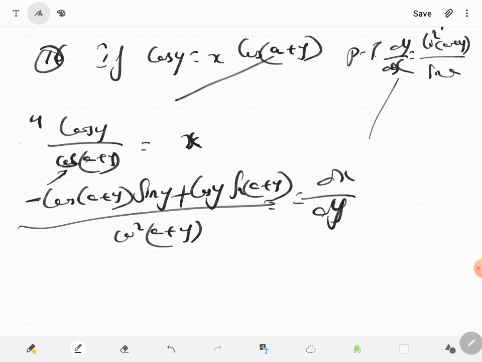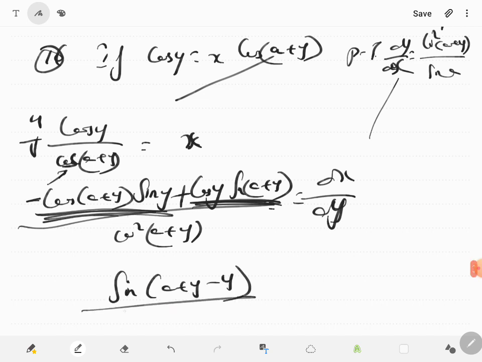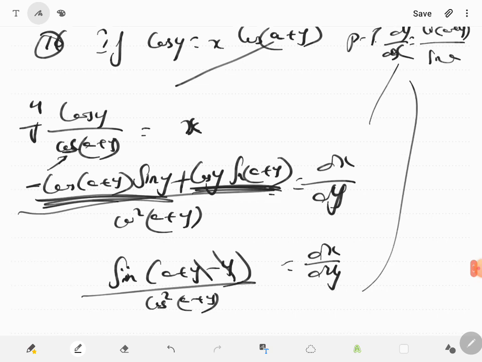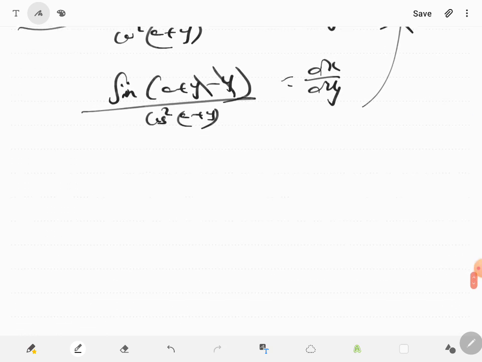Done it as u by v now. V into du minus u into dv by v square. Now this is like sin a cos y minus cos a sin y, which is sin of (a minus y), by cos square (a plus y). So y and y get cancelled. This is my dx by dy. So reciprocal, you get cos square (a plus y) by sin a, which is what exactly you need to prove. So let's go to 17th question.